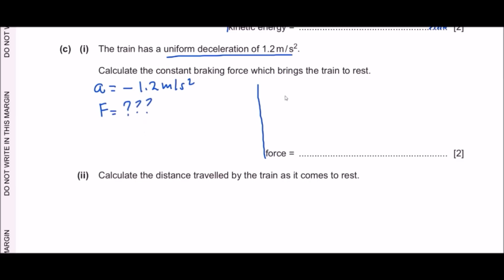For us to find a force, we are going to recall Newton's second law, which says the net force acting on an object is equals to its mass times its acceleration. What is the mass?